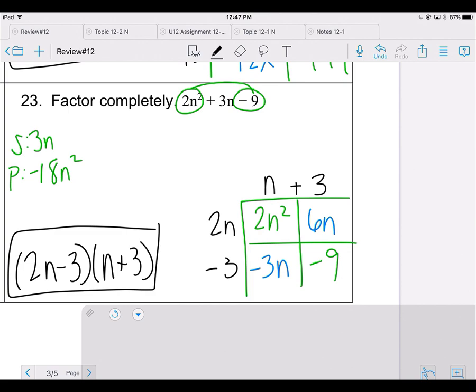Remember that on your test, the order in which you write the factors does not matter as long as what's in parentheses is the same as what we have. So if you flip your parentheses, you better have n and a positive 3 together and 2n minus 3 together, just in the other order.